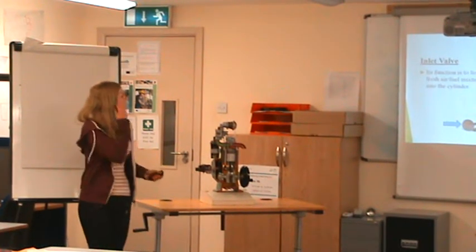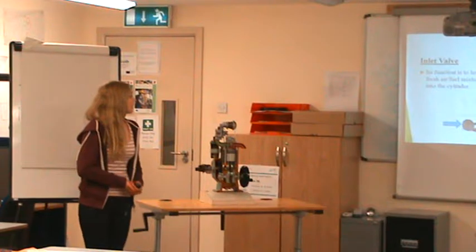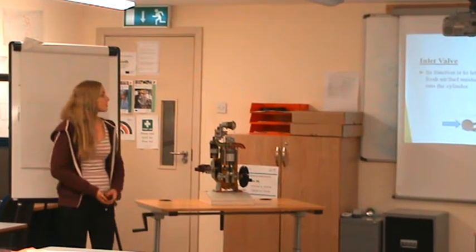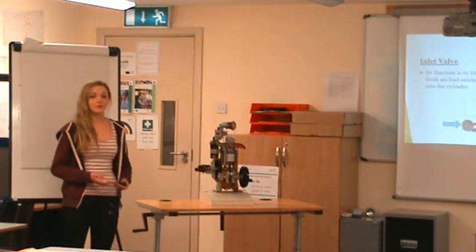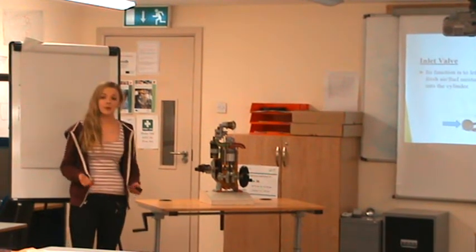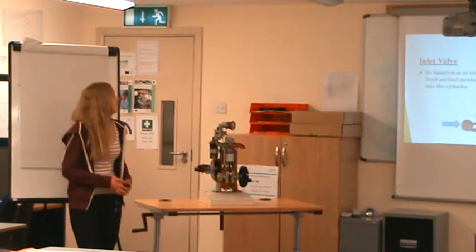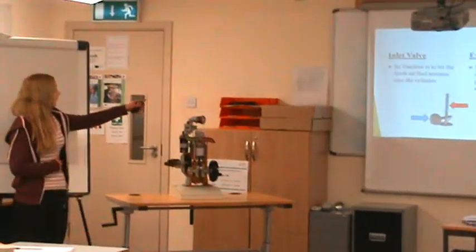Next we have the inlet valve and the exhaust valve. The inlet valve's function is to let the air-fuel mixture into the cylinder. And your exhaust valve's function is to create an escape for the exhaust gases to leave the cylinder. If you look at the red arrow, that's going to be the stem of the valve, and if you look at the blue arrow, that's the face of your valve.